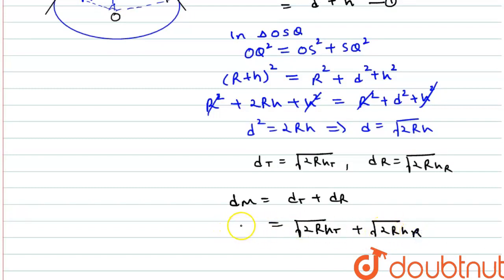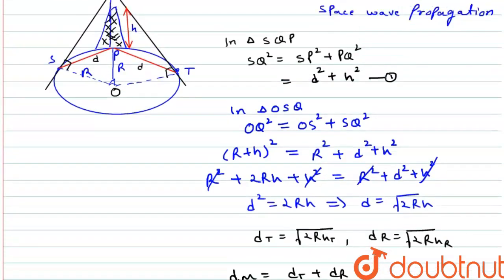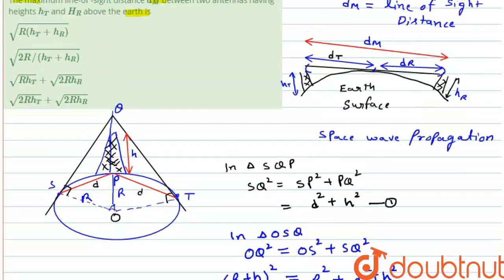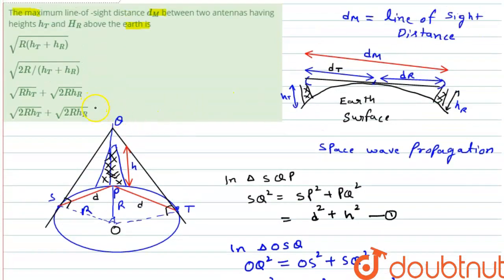Here capital R is the radius of the earth. So the answer of this question is option D. Thank you students.